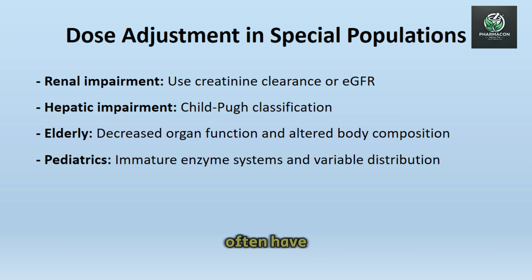Elderly patients often have reduced kidney and liver function. They also have changes in body composition. These factors impact both distribution and clearance. In children, enzyme systems are immature and still developing. Differences in water and fat content also change how drugs are distributed. Each of these cases shows how understanding ADME allows for safer and more accurate dosing. Now let us move to therapeutic drug monitoring.